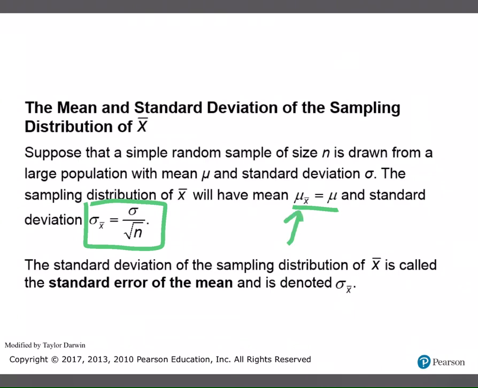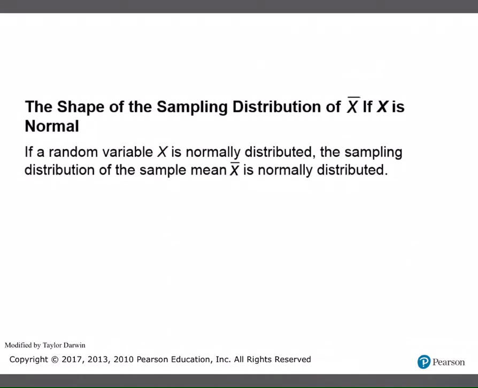It looks like the mean of X bar, the mean of the mean, is still just equal to the mean because we can get really close. But the standard deviation of X bar basically is equal to the standard deviation divided by the square root of n. And that's just because we're trying to take into consideration the variability that's going to take place. The shape of a sampling distribution, if it's normally distributed, then the sample mean will also be normally distributed.